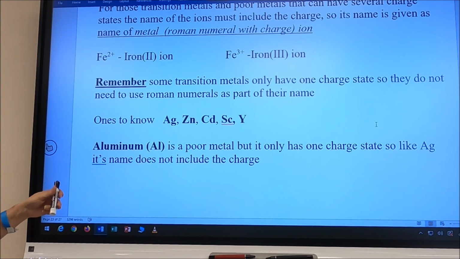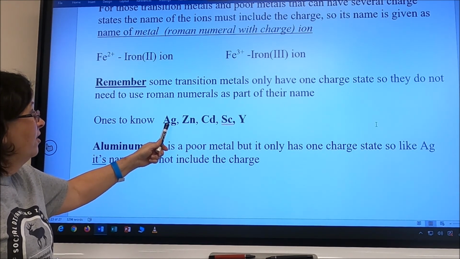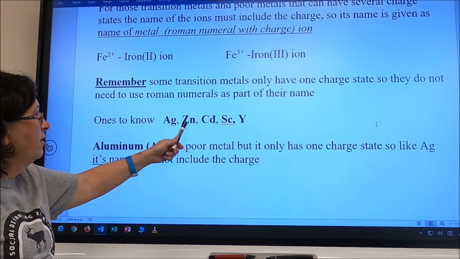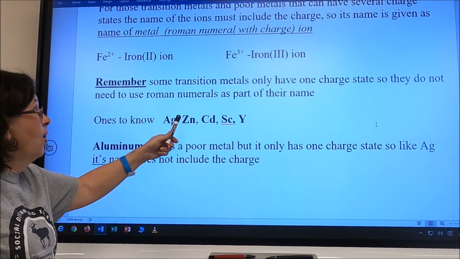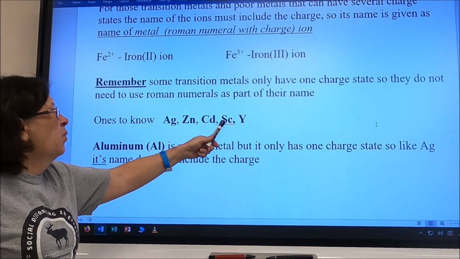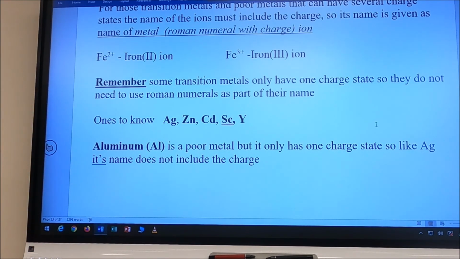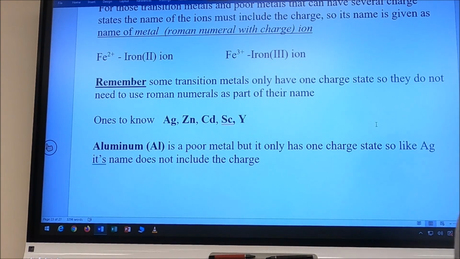Okay? Now, some transition metals only have one charge state. Silver and zinc. Silver is always 1+, zinc is always 2+. So you've got to remember those. It's just silver ion, zinc ion. I'm not going to worry so much about cadmium, strontium, and yttrium, but again, they fall in that category. Aluminum is the only poor metal that only has one charge state, so its name doesn't include its charge.